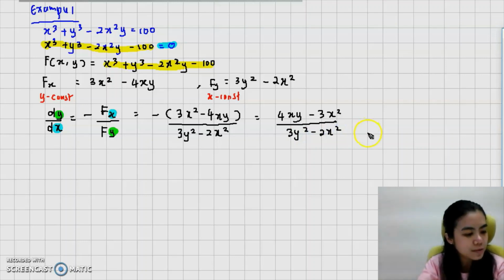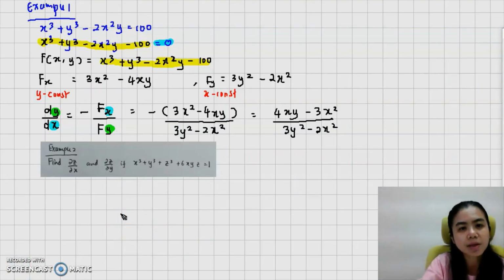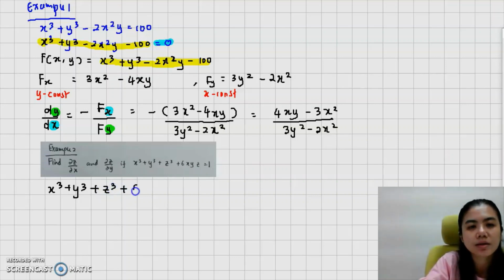Alright, so that is the result for the first example. Okay, let's also get the second example. So this is the second example. We repeat the same thing, so you have to rearrange this so that you have an equation that is equal to 0. So we have x cubed plus y cubed plus z cubed plus 6xyz minus 1 equal to 0. That is very easy, right?